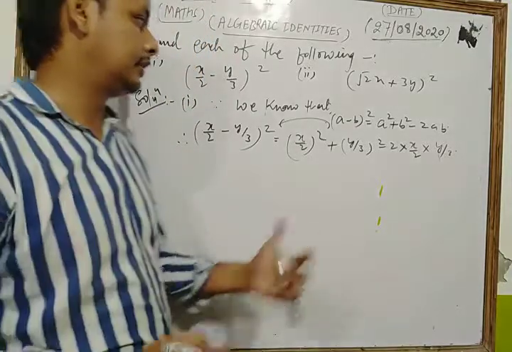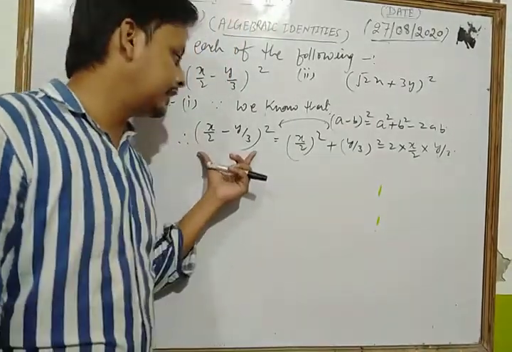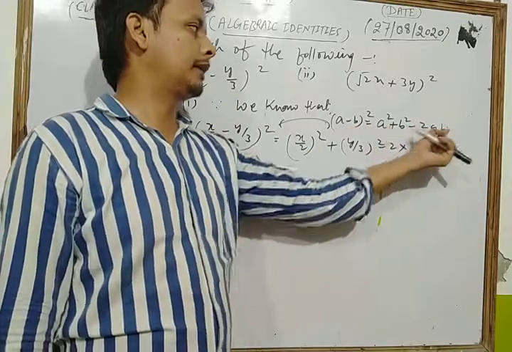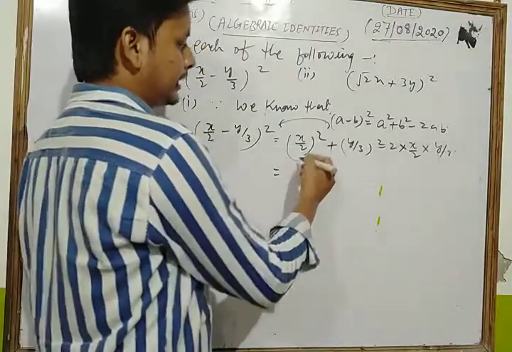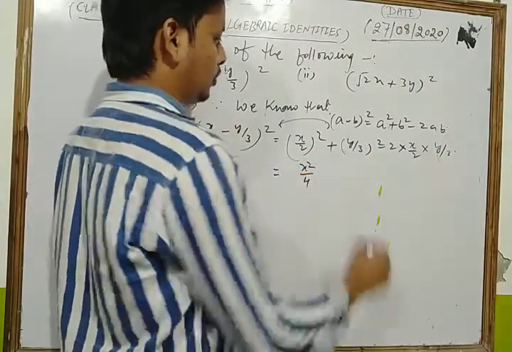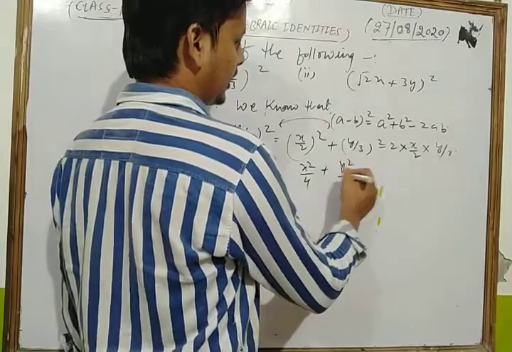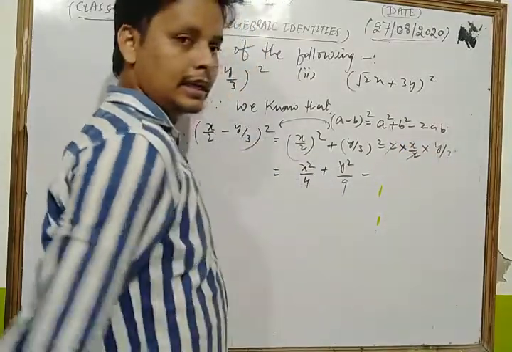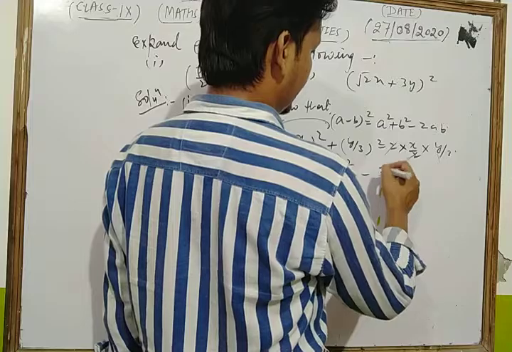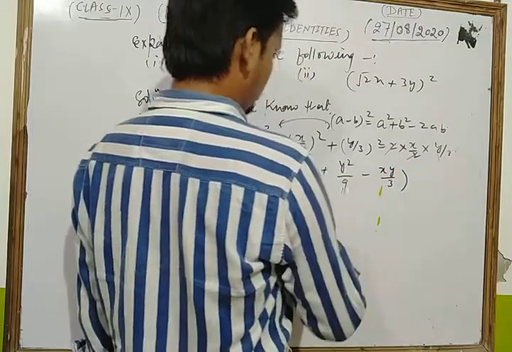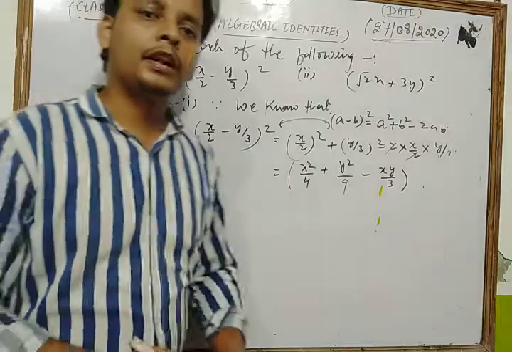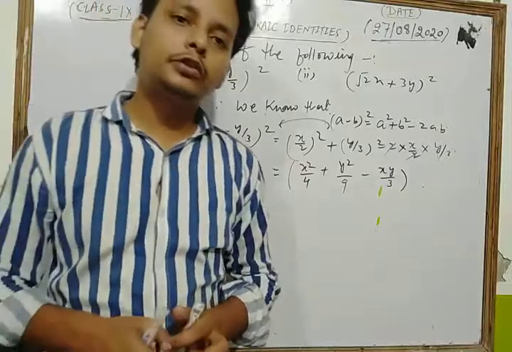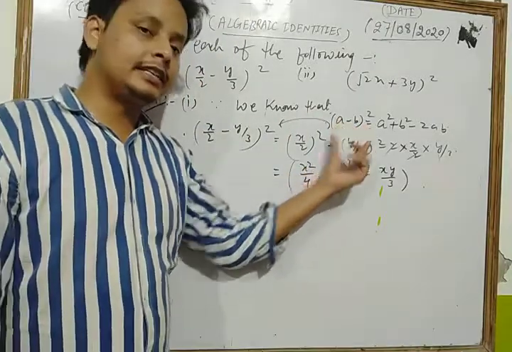Now let's see its solution. First we expand the given values on the identity (a minus b) whole square as a square plus b square minus 2ab. We get x square by 4 plus y square by 9, since 3 square is 9, minus, here the 2s cancel each other, so we get xy upon 3. So dear students, this is our answer. In this way you can expand each and every question based on these identities.